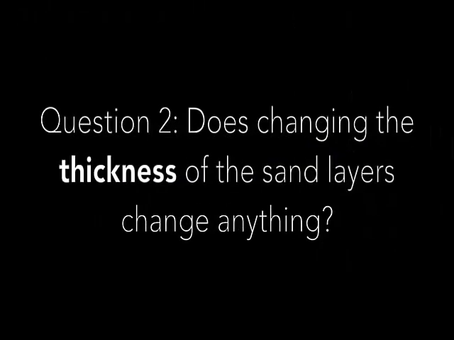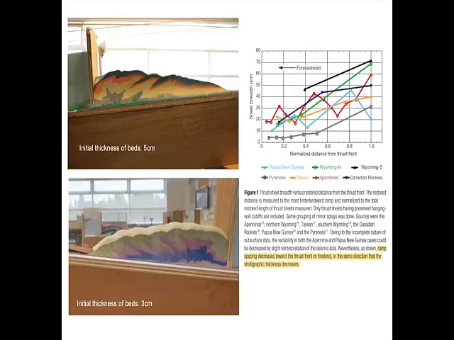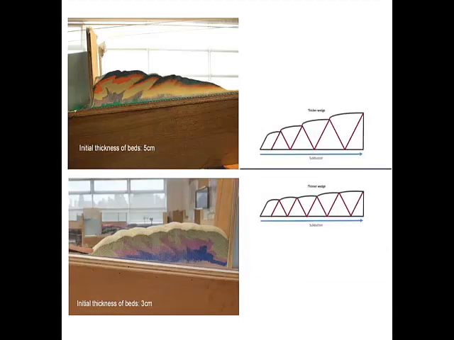Next, does changing the thickness of the sand layers change anything? According to past research, the spacing between thrust faults decreases towards the foreland, where the sedimentary layers thin out. We tried to determine if this concept could be applied across different wedges with different original thicknesses. Here, we compared two sandboxes with the same dip of the detachment and sandpaper grit, but one of 5 cm thickness and the other of 3 cm thickness. Like what we would expect, we observed fewer and wider spaced faults in the thicker wedge.